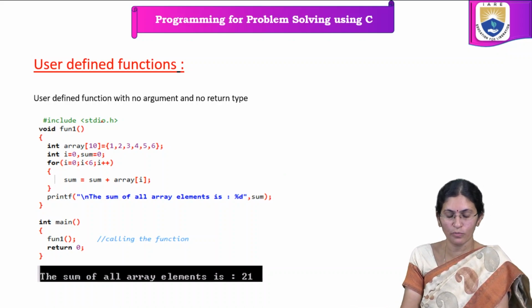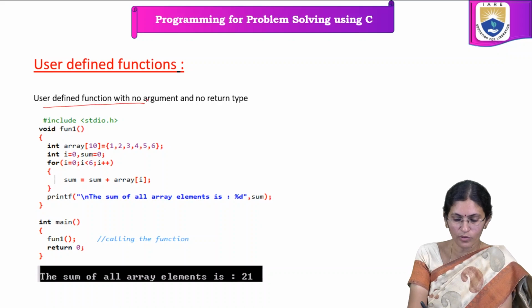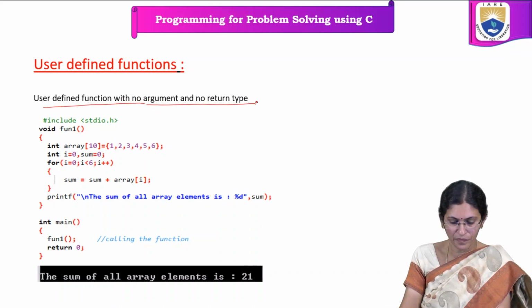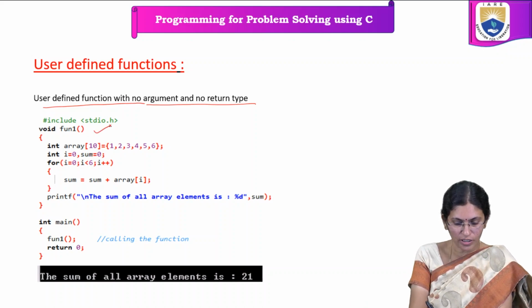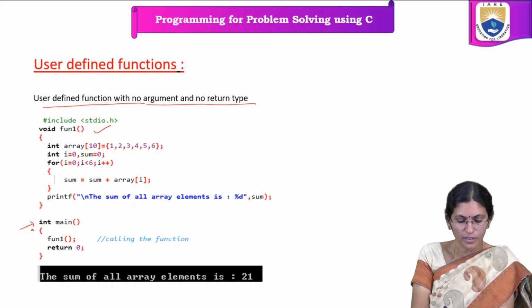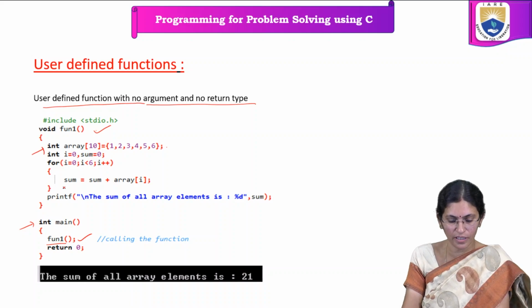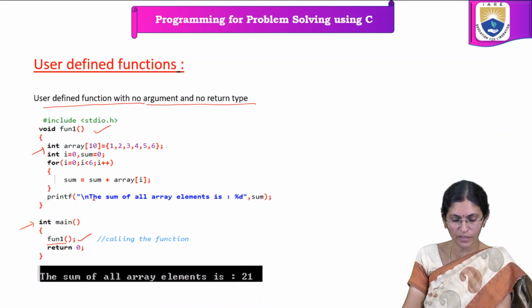Now let us see some more programs. This is a program, a user defined function with no argument and no return type. Here we have a function definition. Let us start with the int main function. Here this is a function call. The name of the function is fun1. So control is transferred here. Whatever statements are there in the function will be executed.